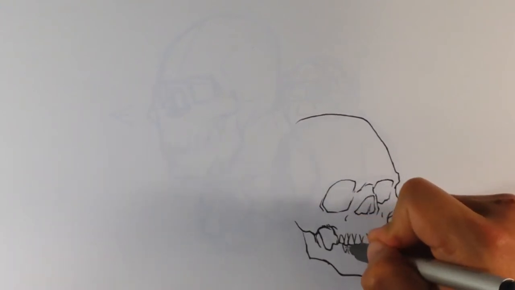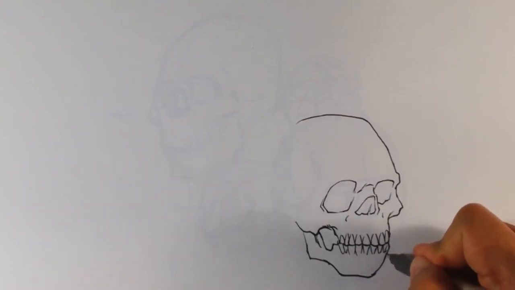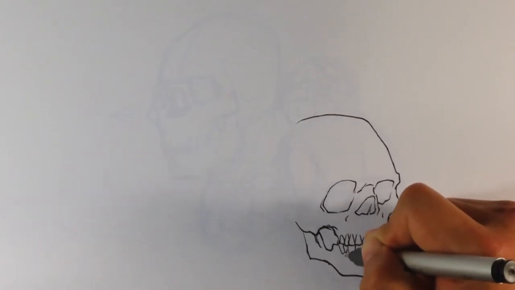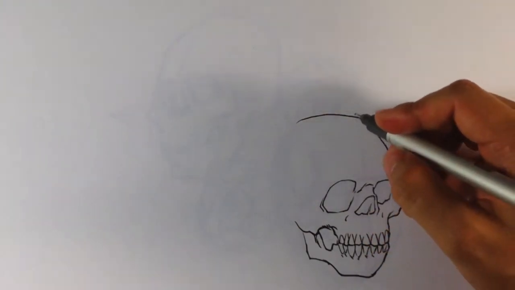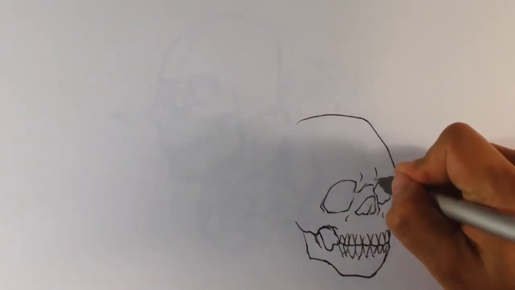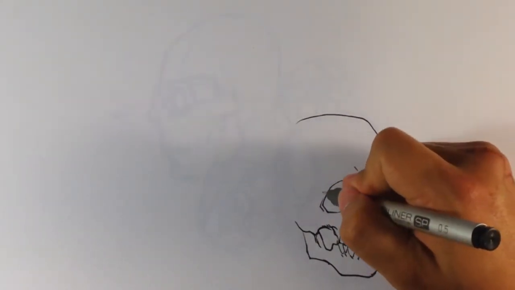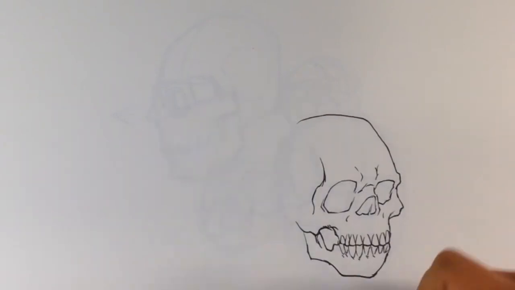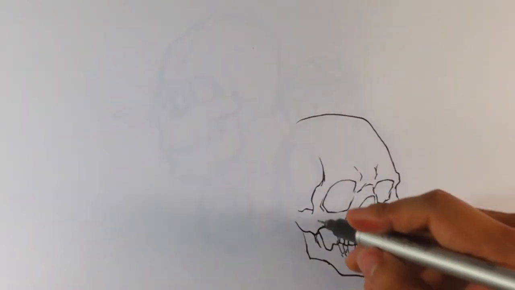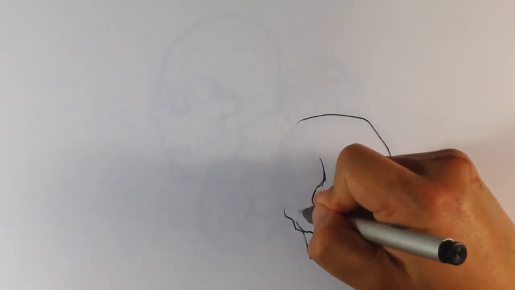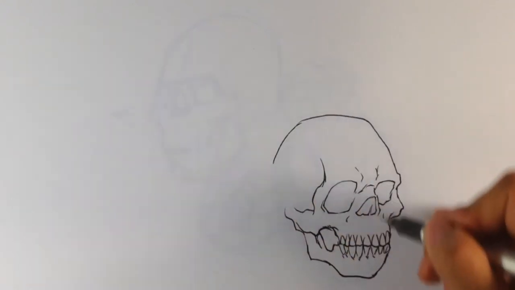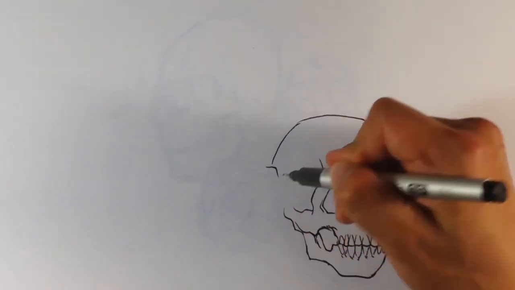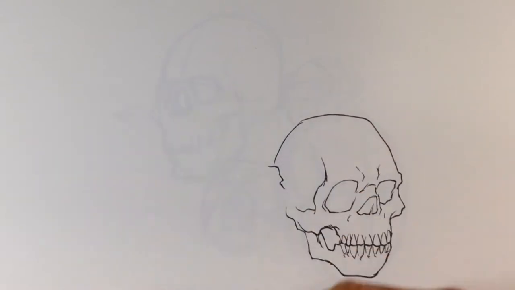Throwing in the teeth. I'm trying not to do them too dark, because I don't want them to look weird. It'll look a little bit odd. Going up over here, going back to the brow, throwing in some detail into those. The zygomatic arch going to the back of his skull, and right there from that skull, I'm going to connect it into the rose. I want the rose to come in front of the back part of the skull.